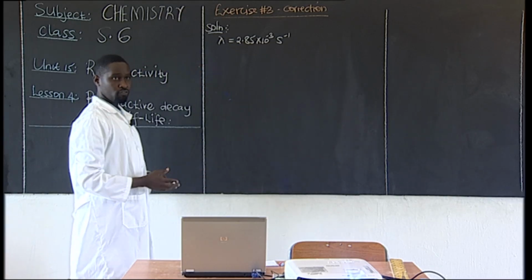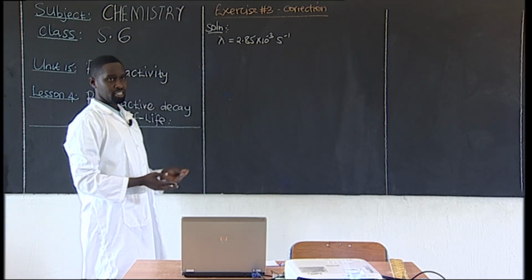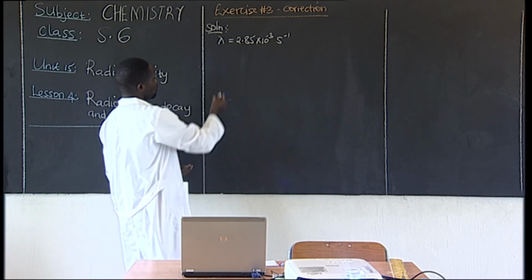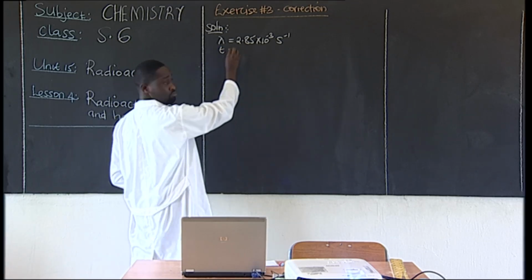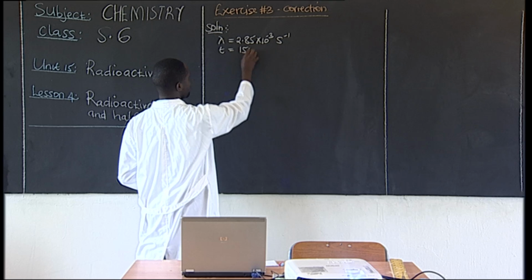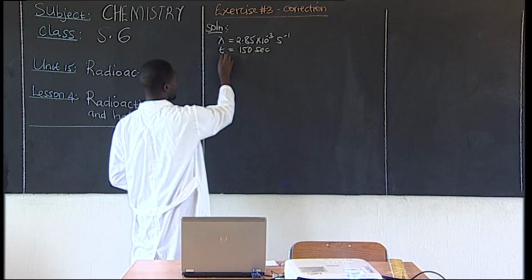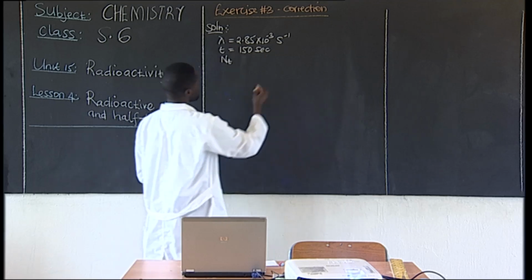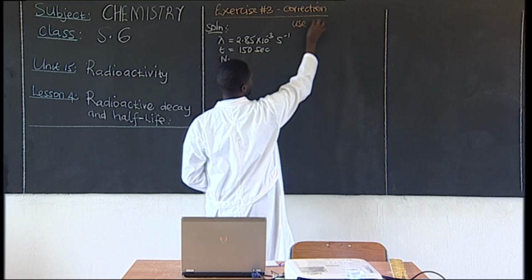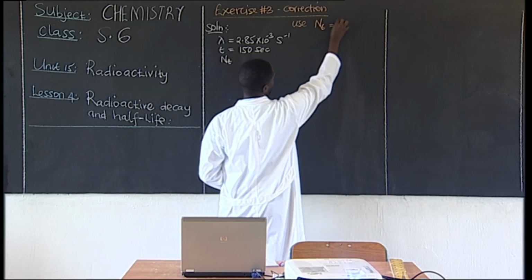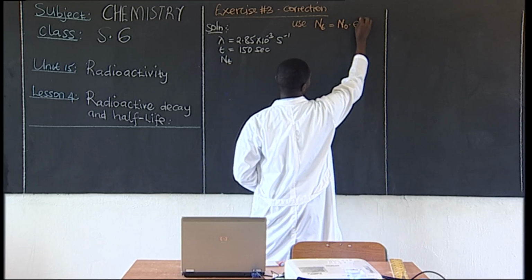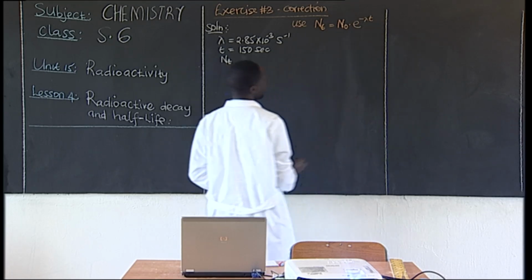So that is converting sodium to magnesium. We are to calculate the fraction. So we have time, which is 150 seconds. Do we have NT? Remember our equation? The equation we are going to use, NT is equal to N naught exponent negative lambda T. Remember that.